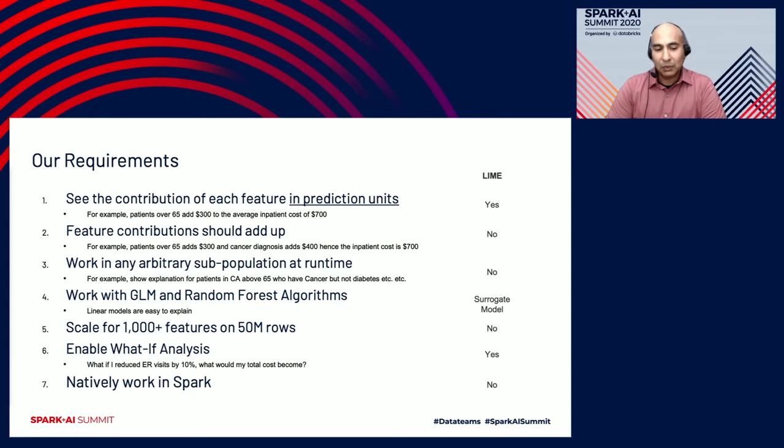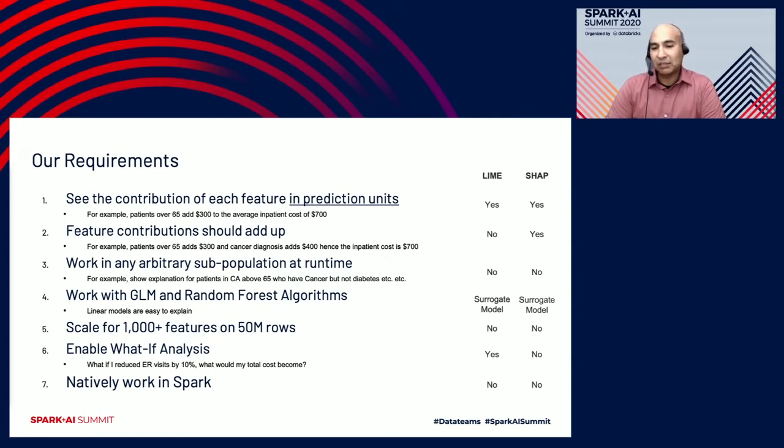It does work with GLM and random forest algorithms, but it works using a surrogate model, which is close but not exactly what your model is doing. It definitely does not scale. There is no good implementation in Spark right now, and the other implementations take a very, very long time. It does enable you to do what-if analysis, but as I mentioned before, it does not work in Spark.